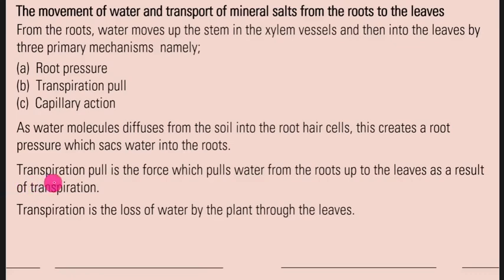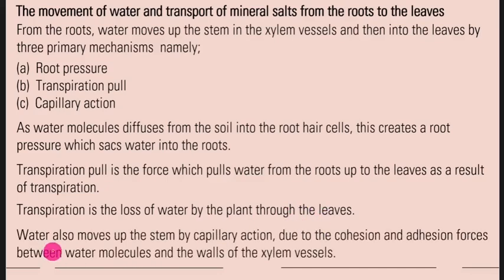So transpiration pull is the force which pulls water from the roots up to the leaves as a result of transpiration, and transpiration is the loss of water by the plant through the leaves. All right. So also, what you should understand is that water also moves up the stem by capillary action.